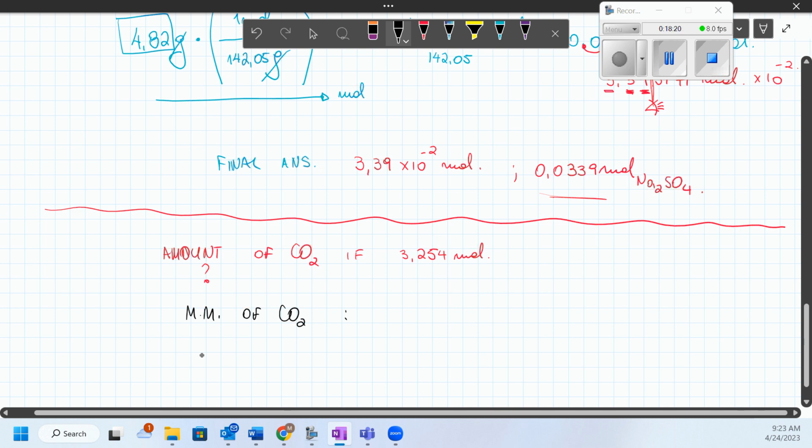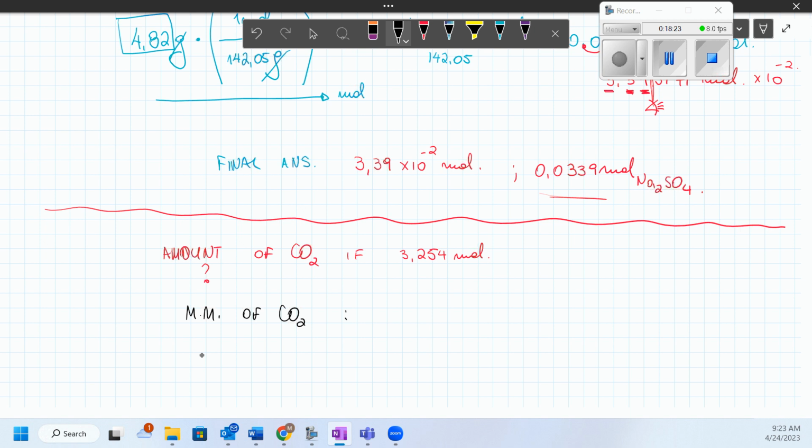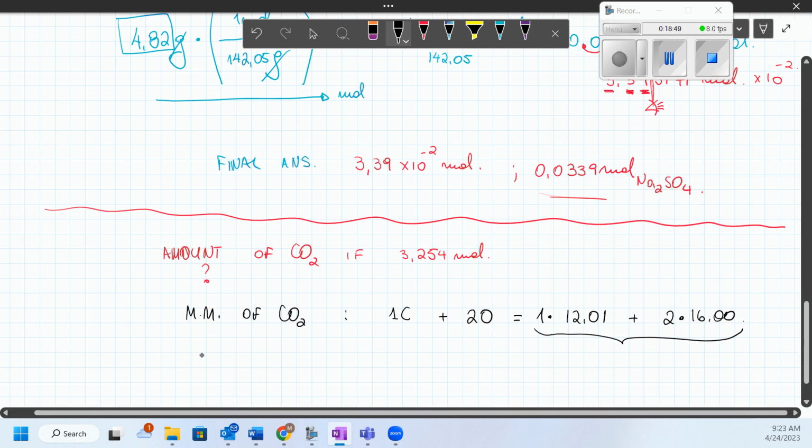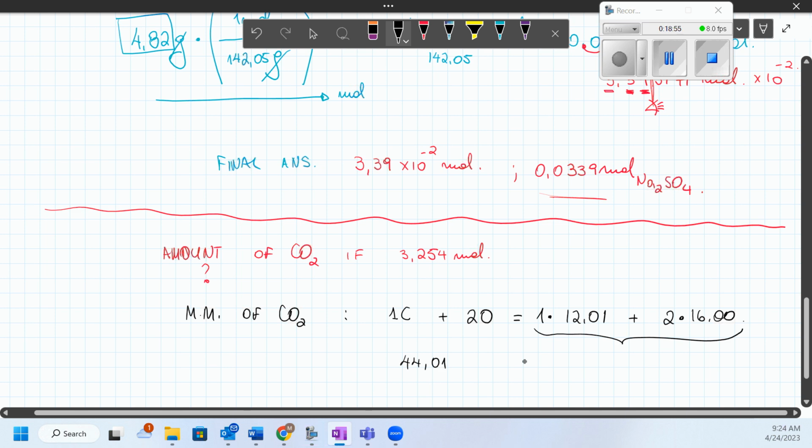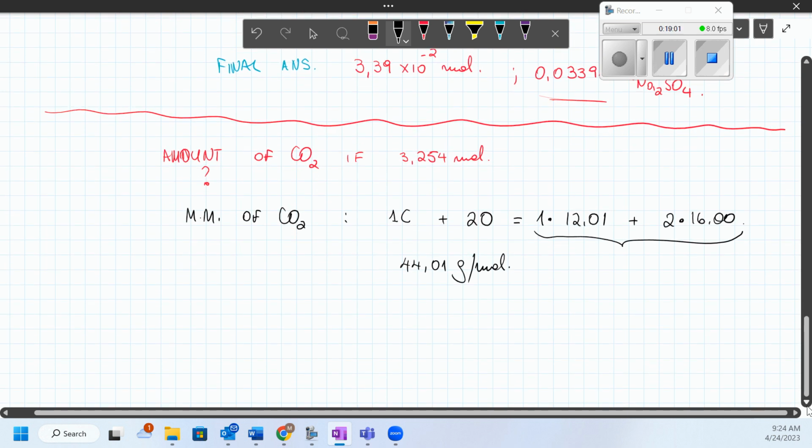And we calculate the molar mass of any compound by first figuring out what atoms it is made of. So we have 1 carbon and 2 oxygen. And when we have 1 carbon, it means we have 1 times 12.01. And when we have 2 oxygen, it means we have 2 times 16.00. So after we enter this in the calculator, we'll find that the molar mass is 44.01 grams per mole.